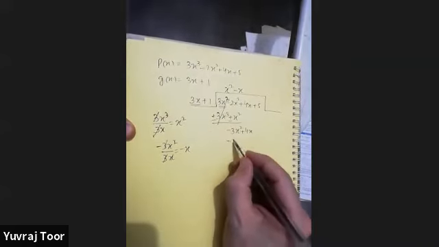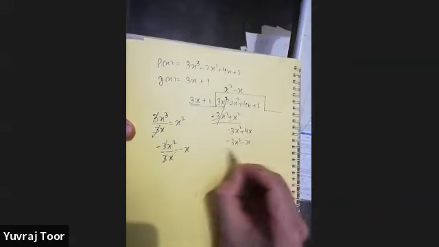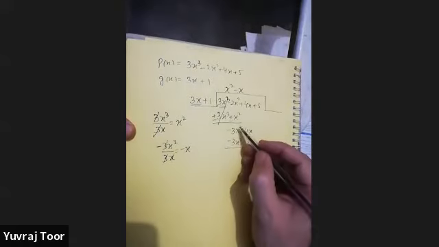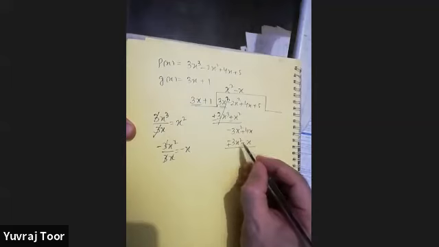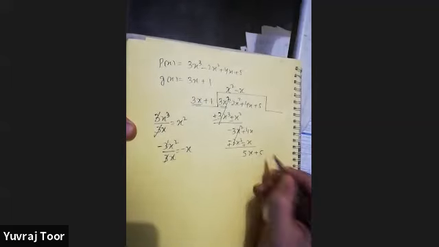It multiplies to give you minus 3x square. As I said, first term should be same. And multiplying this gives you minus x. You have to change the sign. 5x plus 5.